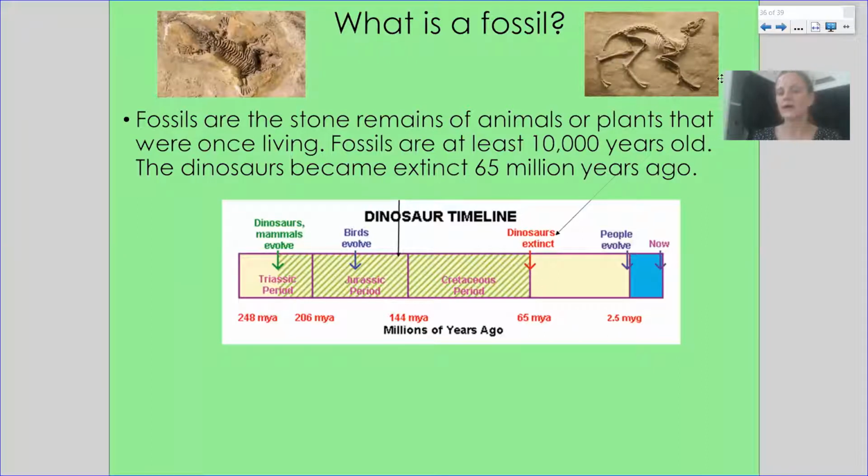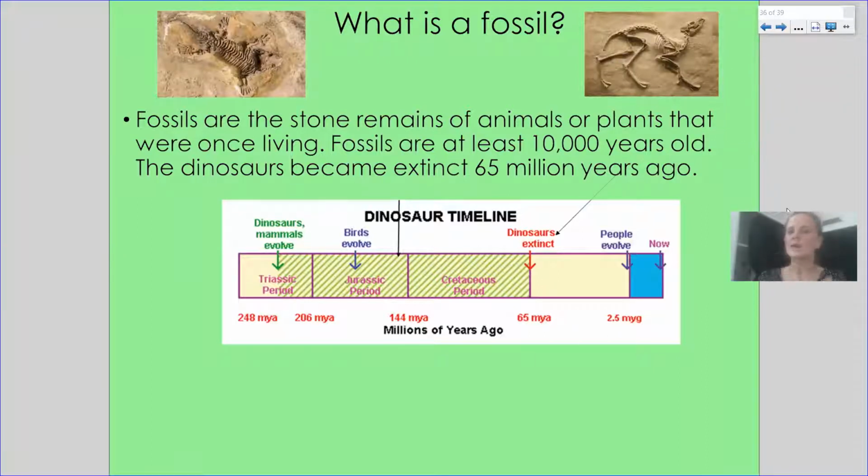So before we actually discuss how a fossil is formed, we need to know what a fossil is. Fossils are the stone remains of animals or plants that once were living, okay? Fossils are at least 10,000 years old. And if we think about dinosaurs, they became extinct over 65 million years ago. So the fossils that we are left with are not actually the bones of the animal. They are, just as it said, the stone remains. And when we go into depth of how a fossil is formed, you will see why it is the stone remains of the animal.